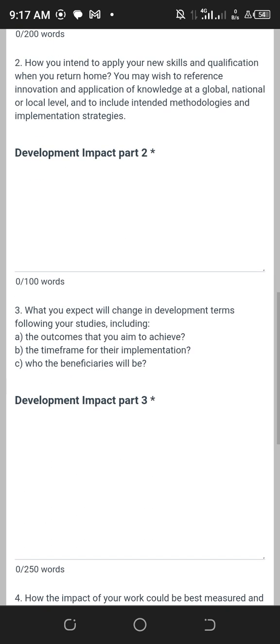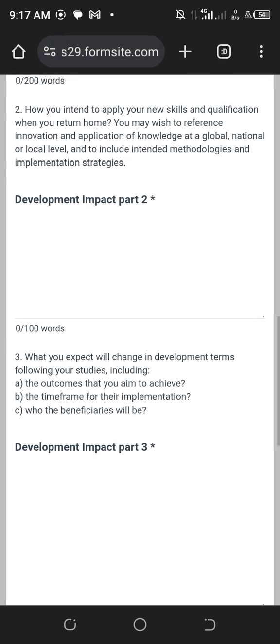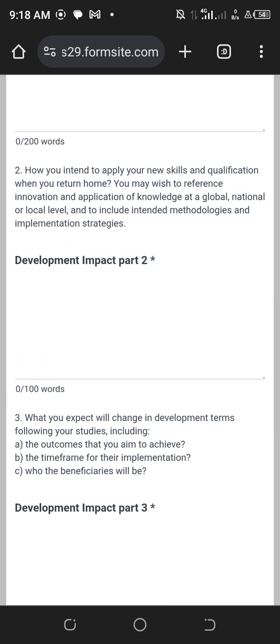Now this essay is within 100 words, 0 to 100 words, so you make it as brief yet rich. Now this development impact part 2, the requirement here is: how do you intend to apply your new skills and qualifications when you return home? You may wish to reference innovation and application of knowledge at a global, national, or local level, and to include intended methodologies and implementation strategies.